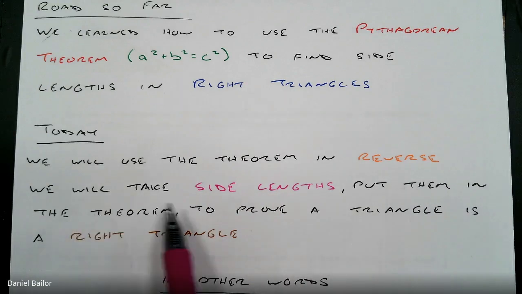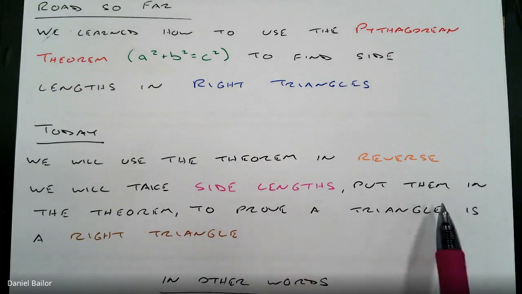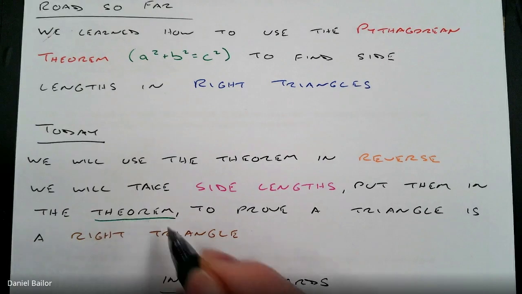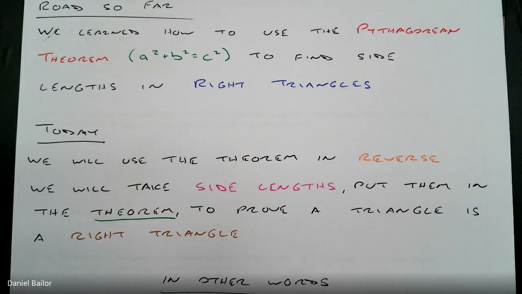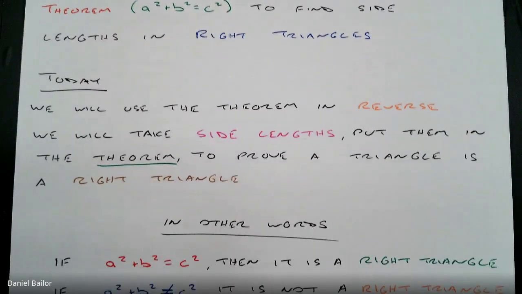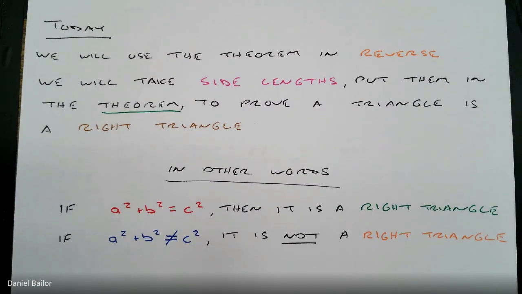We take the side lengths and put them in the theorem to prove a triangle is a right triangle. This is how we prove if something is perfectly perpendicular and hits at a 90-degree angle. That's a little paragraph about what we're doing today. I do have it in other words.